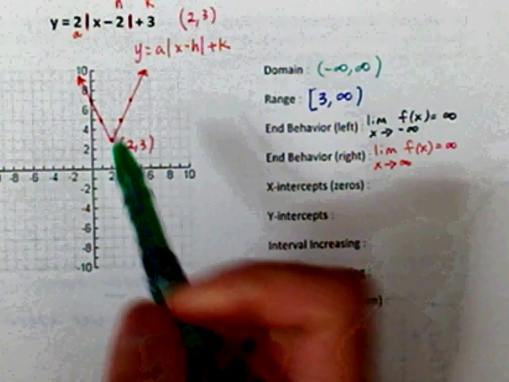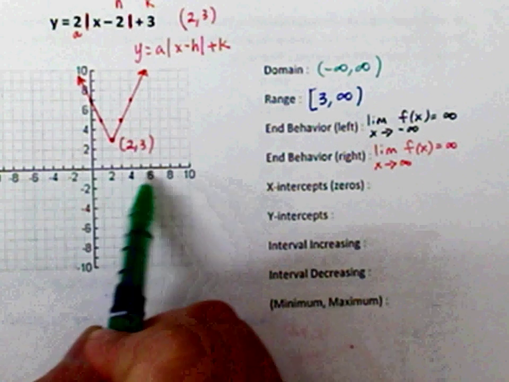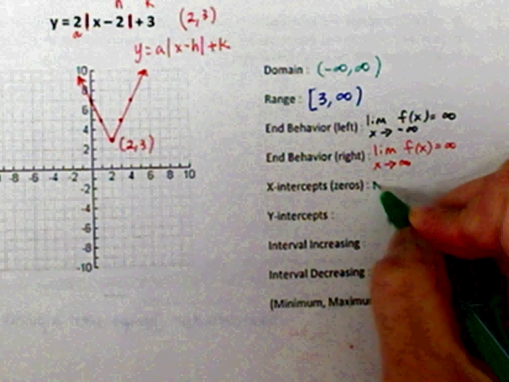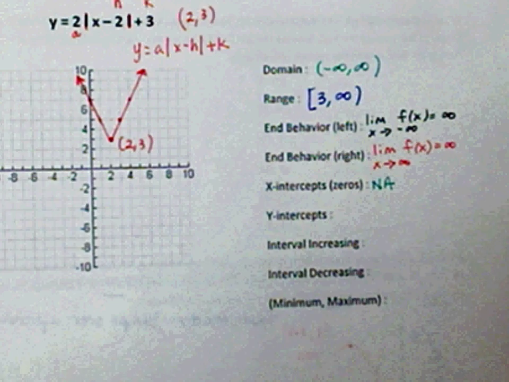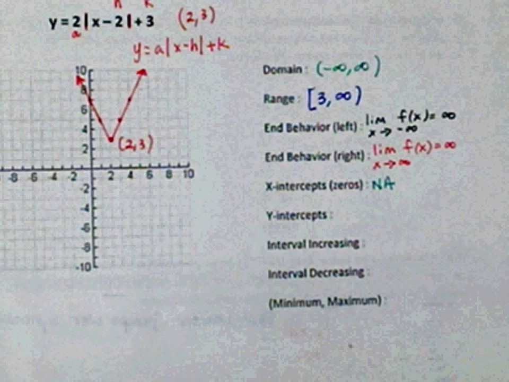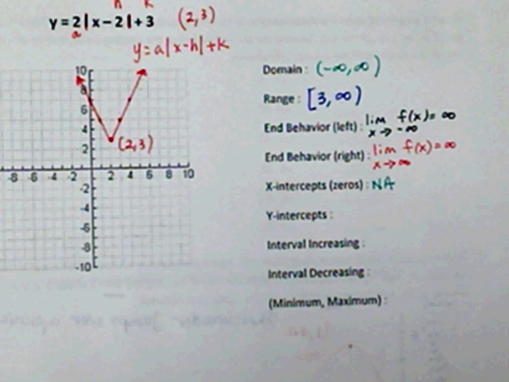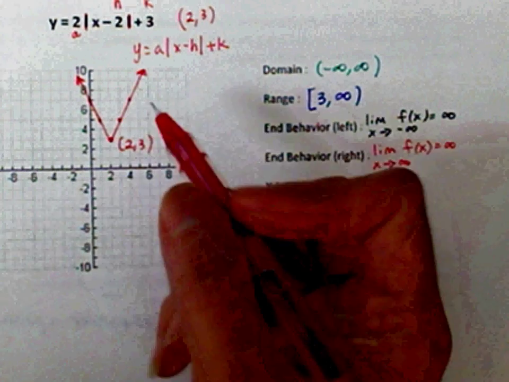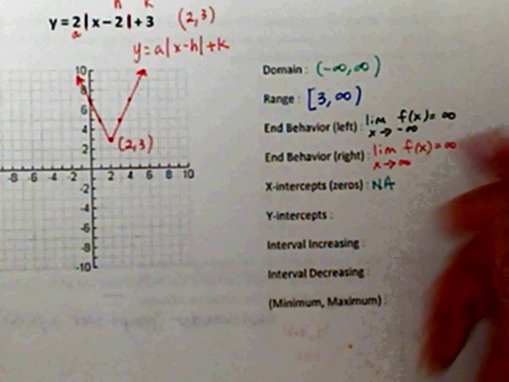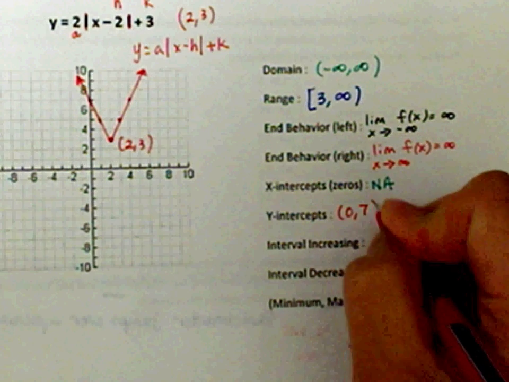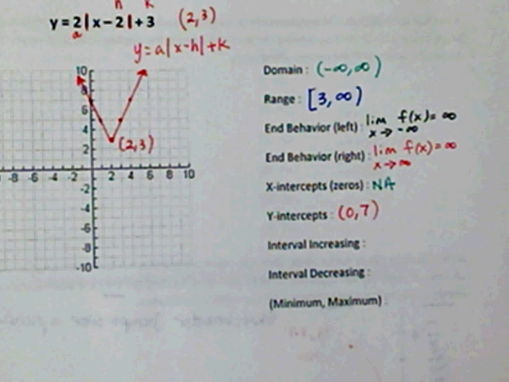Your x-intercept, notice it is not crossing anywhere on the x-axis, so this one does not apply. Your y-intercept, okay, let's see where it's crossing the y-axis. This one is not the constant. It's not going to be your k. So where do you see it crossing the y-axis? Right here at 7. So 0, 7. I'm going to show you how to do this on a calculator also.